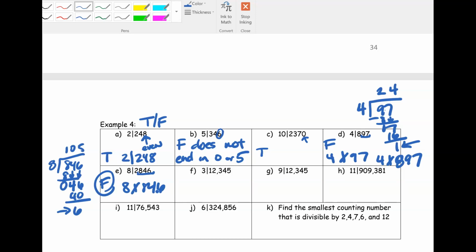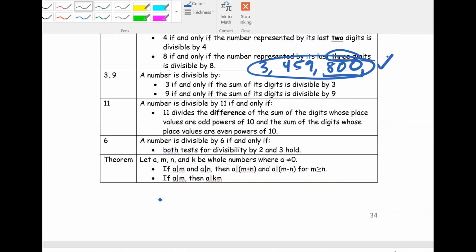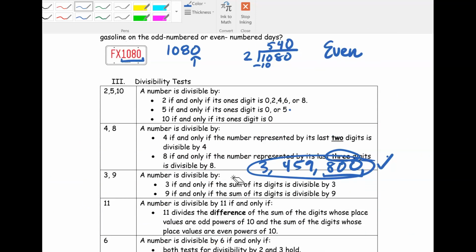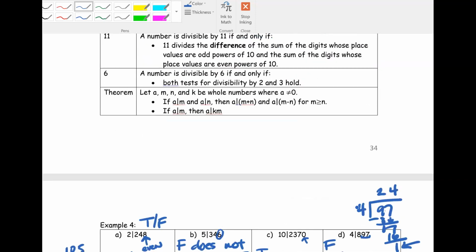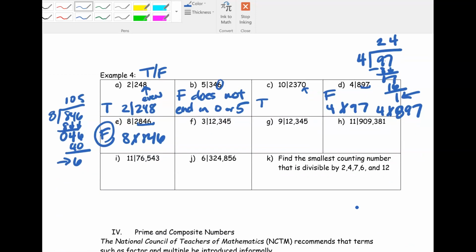2,846. Okay, so the next one, we've got 3 and 9. The rule for 3 is that a number is divisible by 3 if and only if the sum of its digits, so sum means add up all the digits, and the sum must be divisible by 3. The same is true for 9. You have to add up all the digits and see if they're divisible by 9. So let's go and do the next two examples.